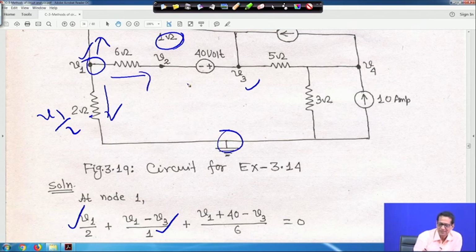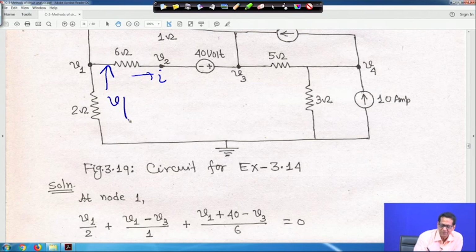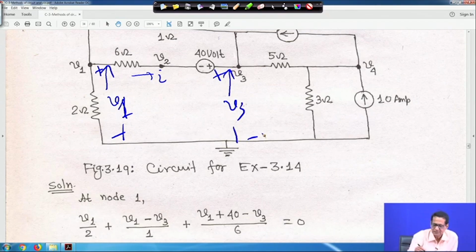Similarly, like the previous one, you have here a 6 ohm resistance and a 40 volt source. In this case, in a similar way, you find out this current. For example, if the current flowing is I, let me clear this so it will be easier for you. Suppose this current is I, and with respect to ground this voltage is V1, plus minus, and similarly this voltage is plus and this is V3, minus. Just hold on, this plus means this terminal of the voltage source is plus.